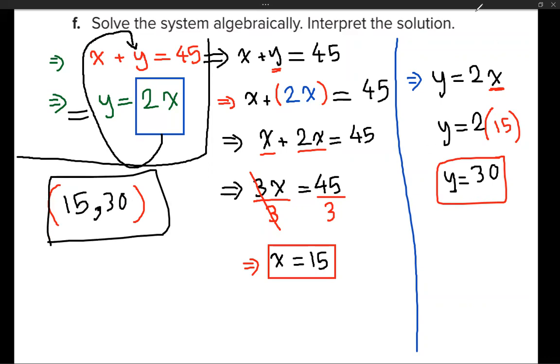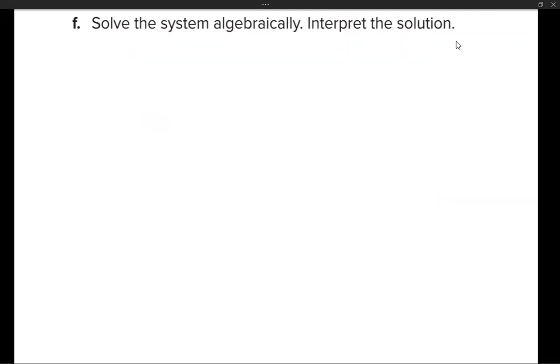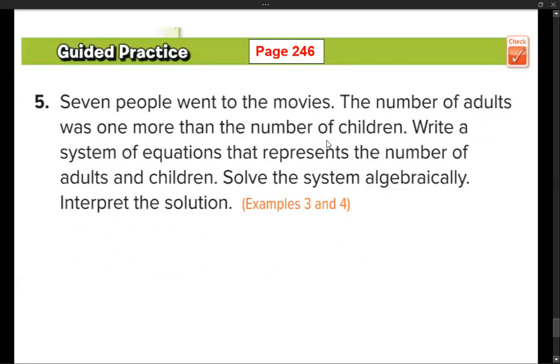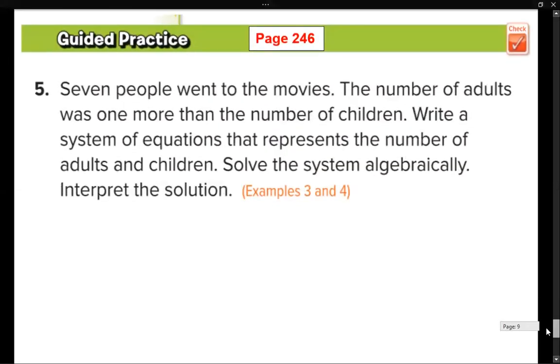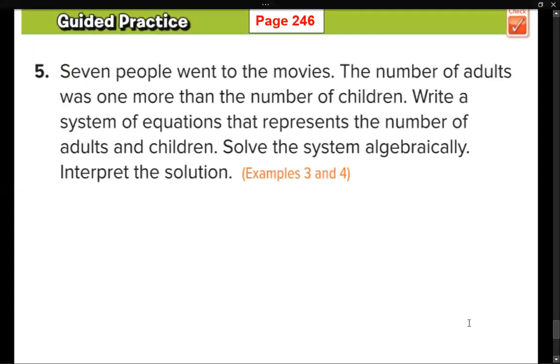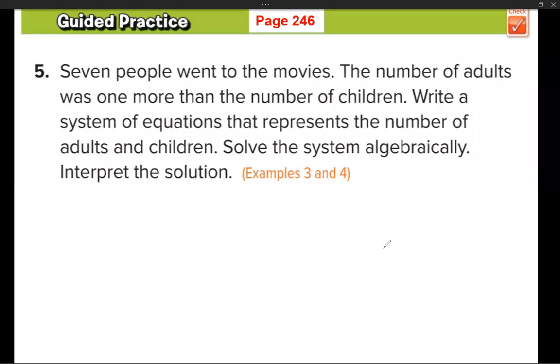Okay, we can take another example by solving question 5 from the guided practice of the same page. This question here on page 246, on guided practice. Let's read the question and see how we can extract the more important information and translate it into equations. I'm just going to translate these words into equations, and you need to solve the system of equations that we get here.